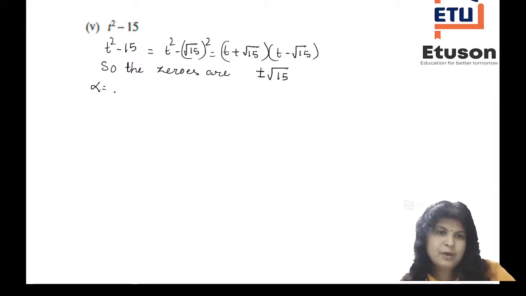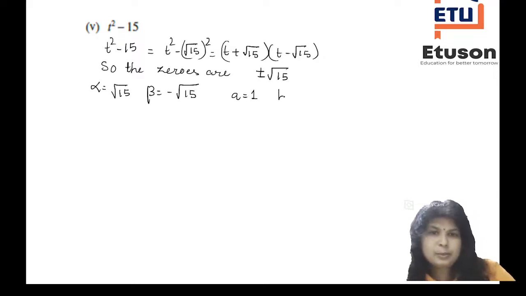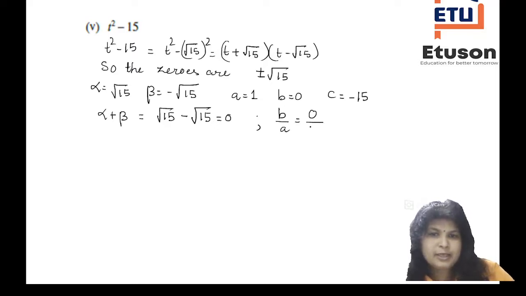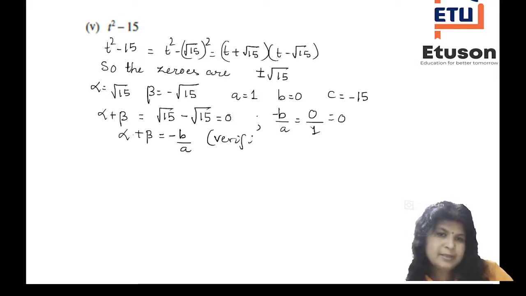So now your alpha is root 15, beta is minus root 15, a is 1, b is 0, c is minus 15. Correct? Now, alpha plus beta. What's the answer? It is plus root 15 minus root 15, which is equal to 0. Now, you find out minus b by a, that is 0 by 1, which is equal to 0. Hence the relation, that is alpha plus beta is equal to minus b by a, is verified.